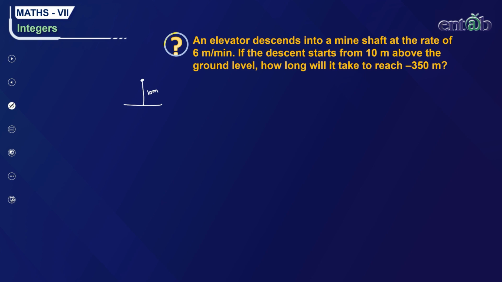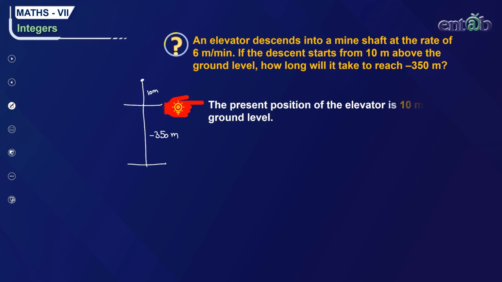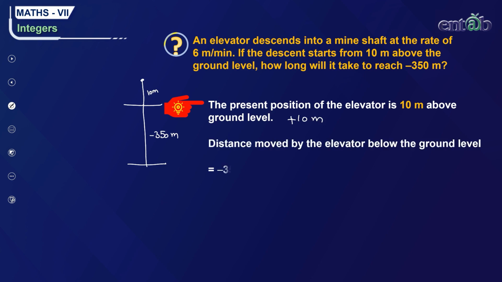Now, the elevator needs to go below the ground level to a depth of minus 350 meters. So, we will find the vertical distance between these. The present position of the elevator is 10 meters above ground level. So, it will be represented as positive 10 meters. Distance moved by the elevator below the ground level is minus 350 meters, a negative integer since it is below the ground level.